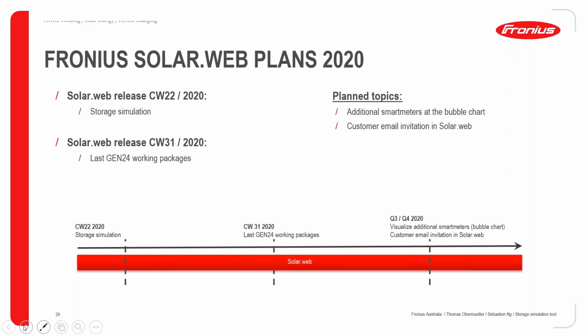Next, in 5 or 6 weeks, we will launch the last Gen 24 working packages, which are needed to visualize the Gen 24 as well as our Snap inverters. Afterwards we go ahead with the 2 features I mentioned before: the additional smart meters in the bubble chart and also the email invitation in SolarWeb. That's our plan for 2020, and I'm sure we are working on other topics as well, but those are the 2 topics I can confirm at the moment.